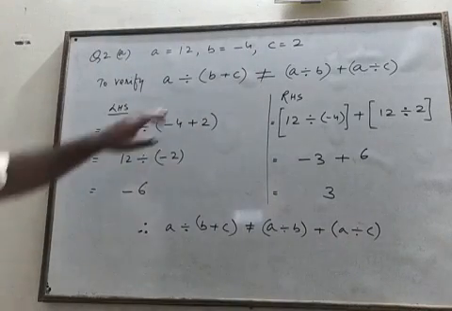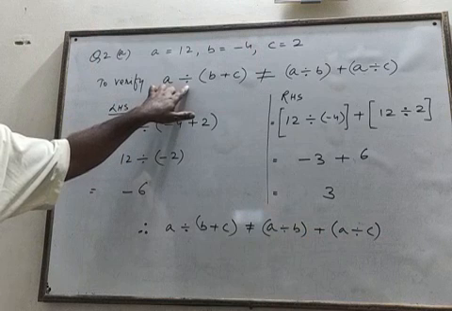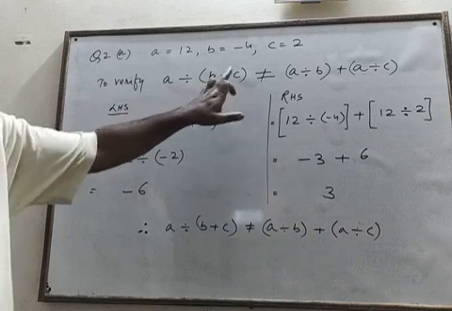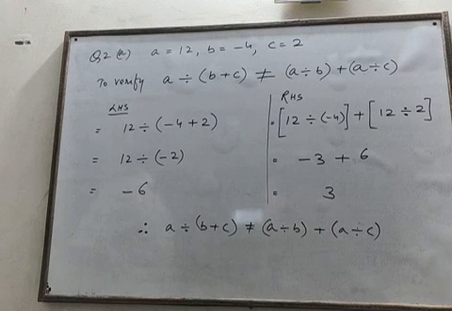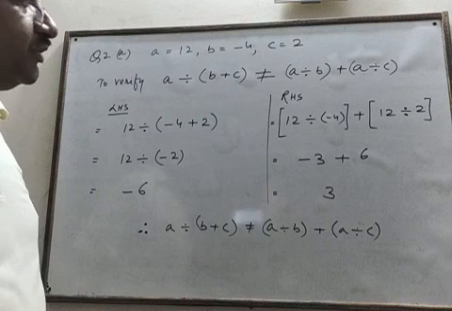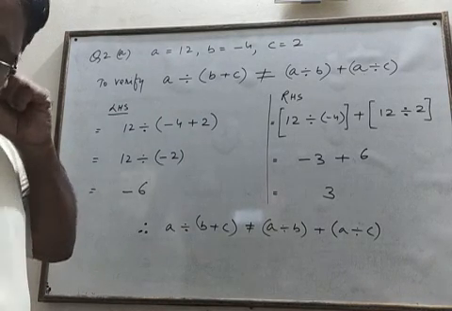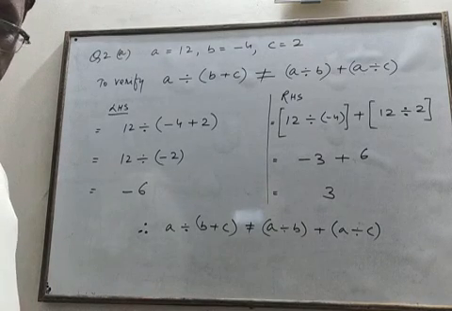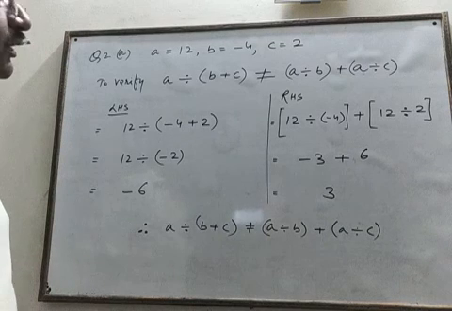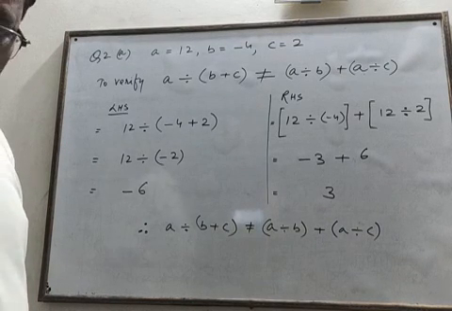So this is the distributive property, but it works only in case of multiplication. If here it is multiply, then we can say A multiply B plus C is equal to A multiply B plus A multiply C. So the distributive property works only in case of multiplication, not in case of division. That is why we have done the distributive property of multiplication over addition, and distributive property of multiplication over subtraction. So B part, try yourself.